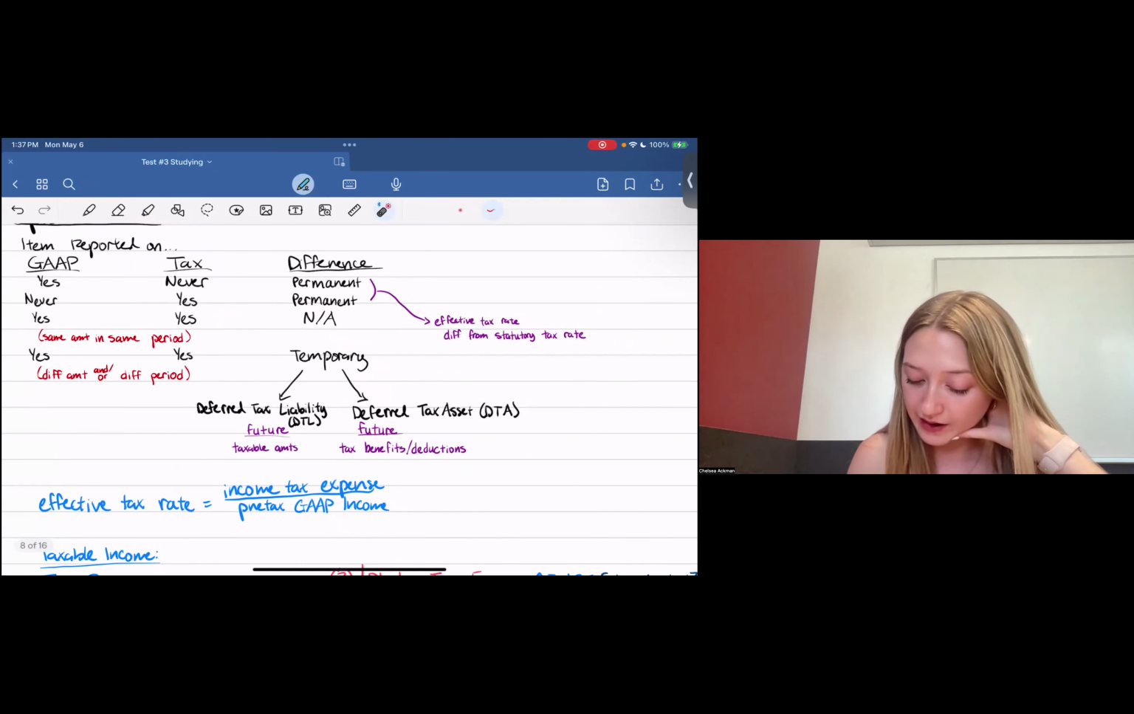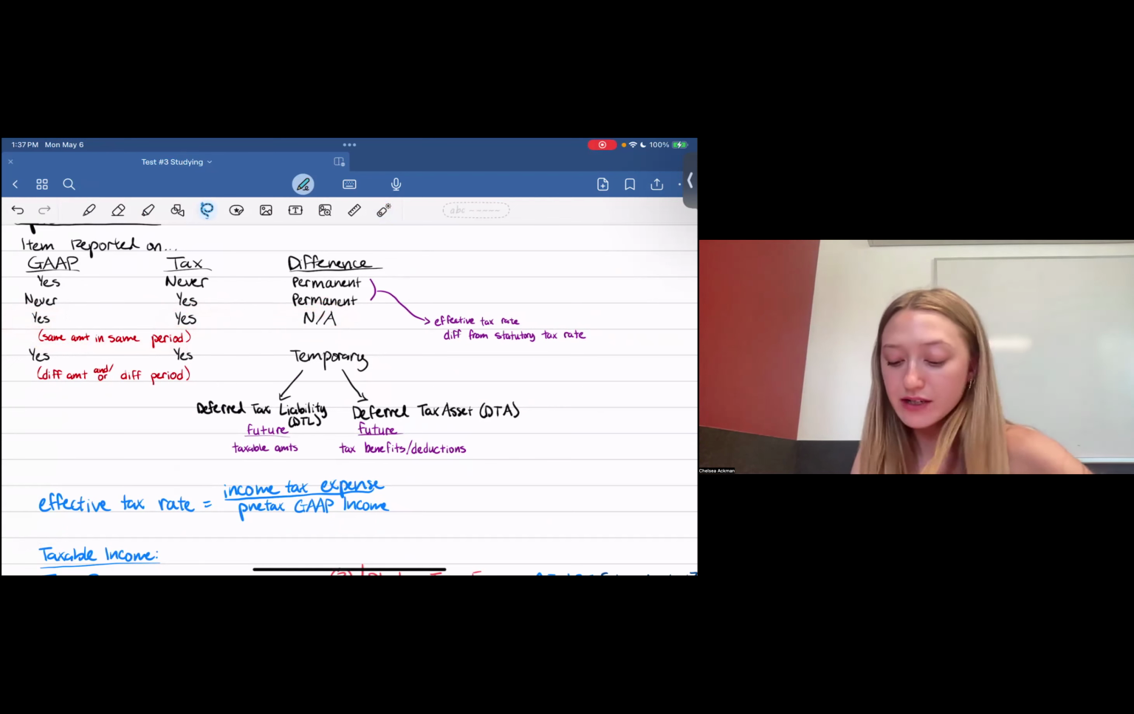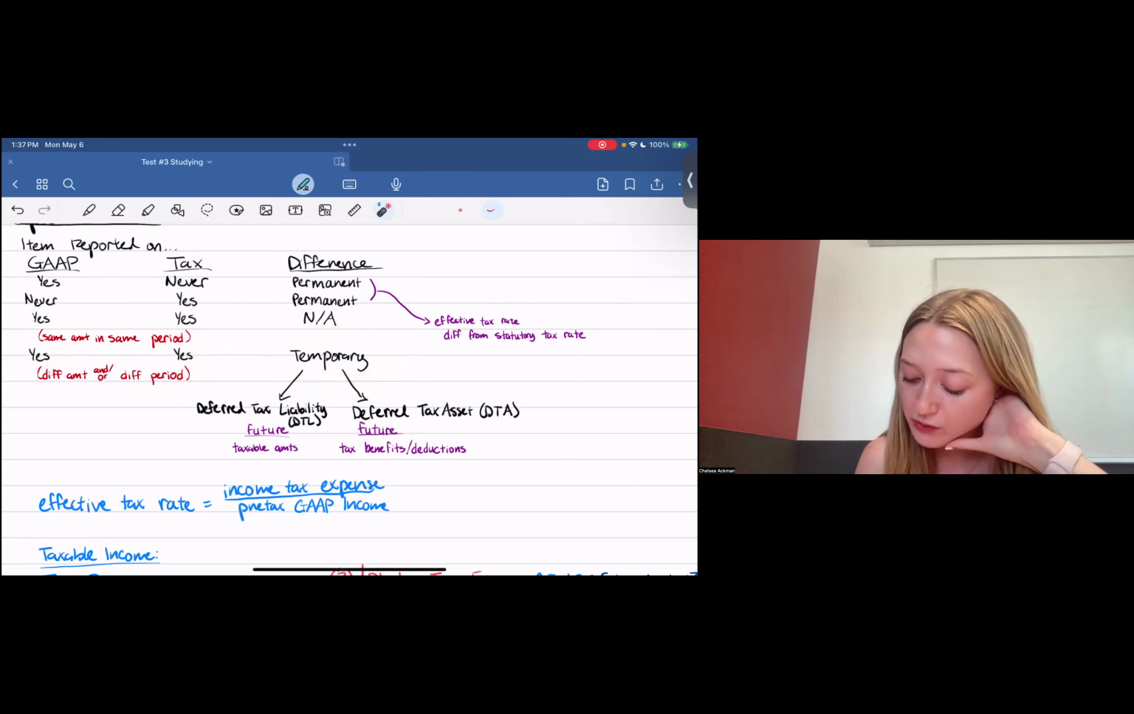If we have an item that is reported in GAAP and is reported in tax, and is the same amount in the same period, there's no difference. So that doesn't make any difference. But if we have an item that is reported in GAAP and is reported in tax, but it's a different amount or it's in a different period, that's when we have a temporary difference, which will either lead to a deferred tax liability, where we have future taxable amounts, or a deferred tax asset, where we have future tax benefits and deductions.